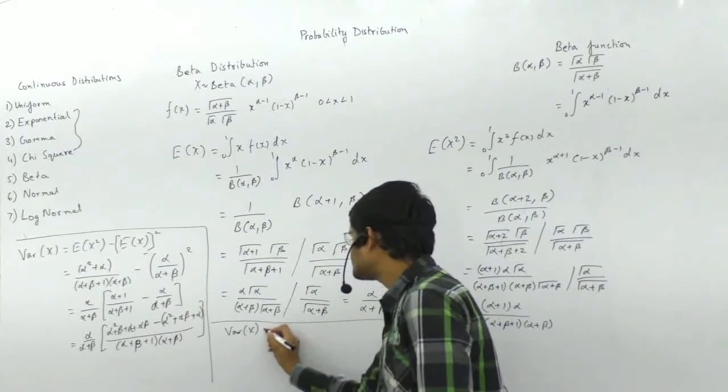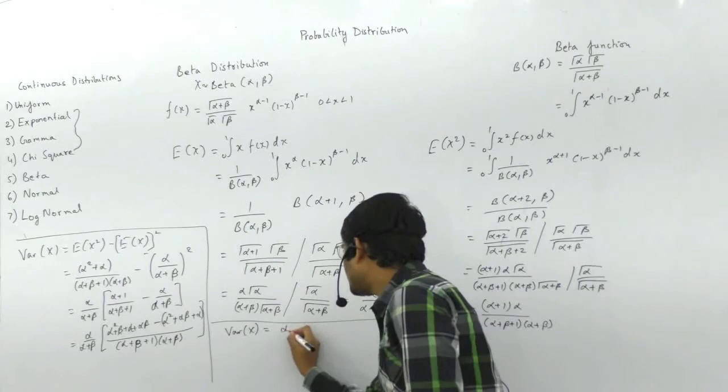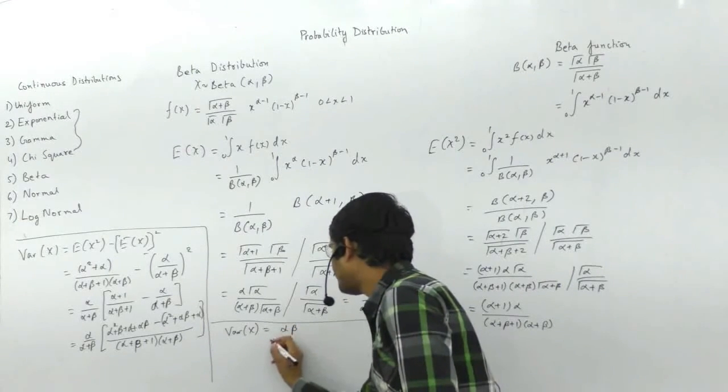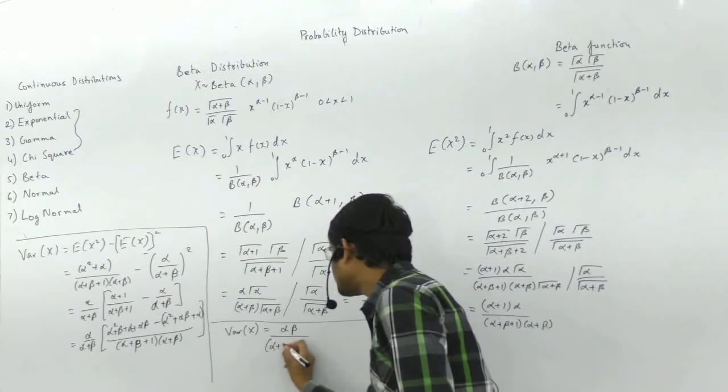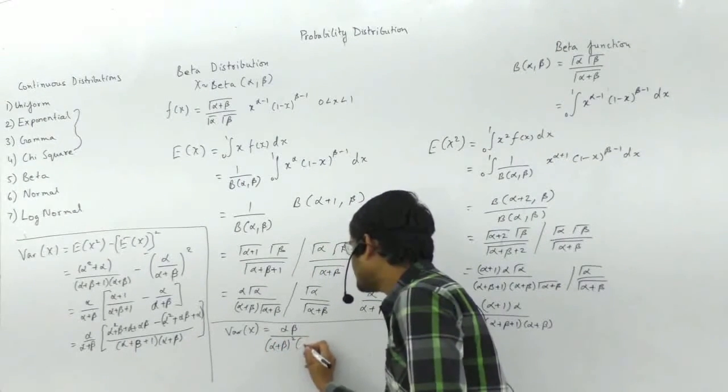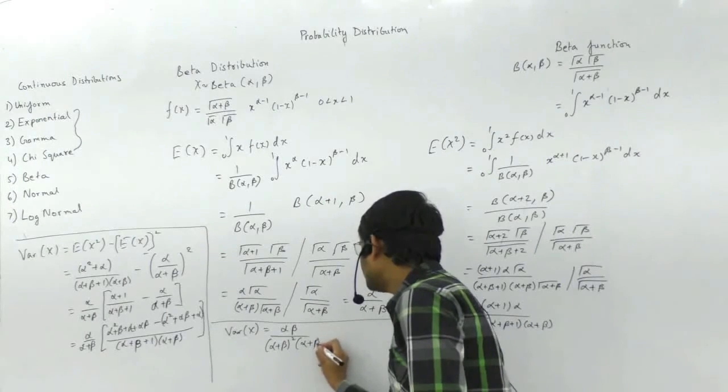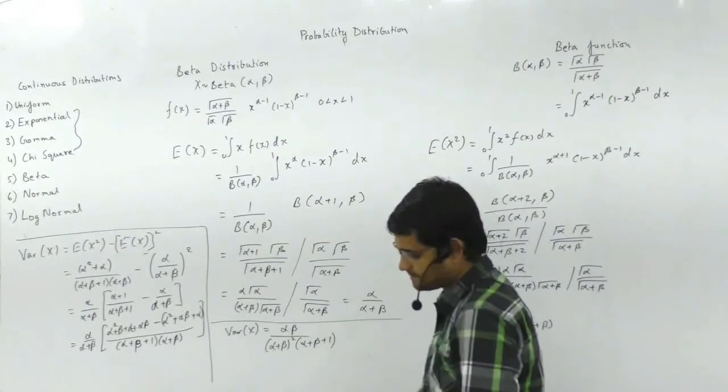Variance of x is nothing but alpha beta upon alpha plus beta whole square into alpha plus beta plus 1.